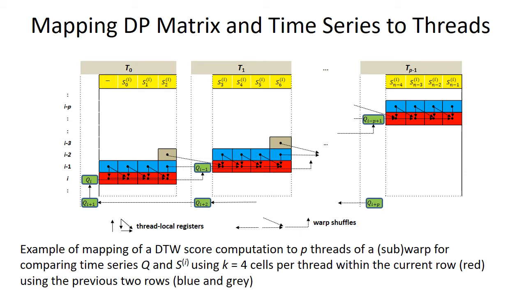And to compute the red cells, we need the blue cells of the previous row and also some values of the row before the blue row, which is this gray colored cell. Most of the computation can be done without any communication, with thread local registers. The dotted lines are communication between threads, and this is all done with warp shuffles. The two time series compared are the yellow time series S and the green time series Q. Note that the time series Q also needs to be communicated with warp shuffles in every iteration step.